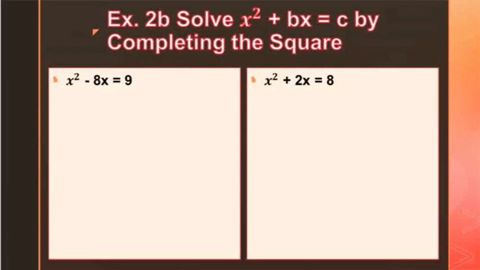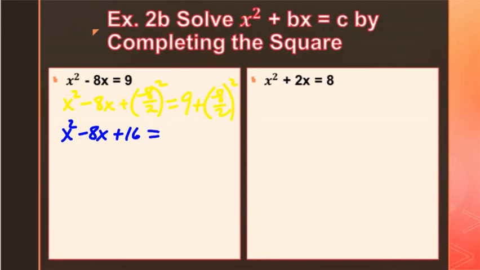Here we have x squared minus 8x equals 9. So I have x squared minus 8x plus, it's going to be a negative 8 divided by 2 squared, equals our 9 plus the same thing, negative 8 divided by 2 squared. So now half of negative 8 is negative 4. Negative 4 squared is 16. So I have x squared minus 8x plus 16 equals 9 plus 16.